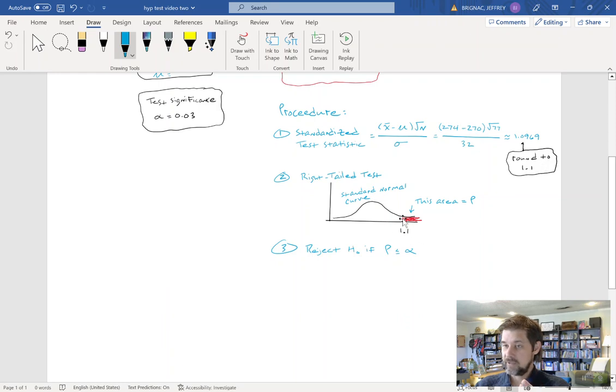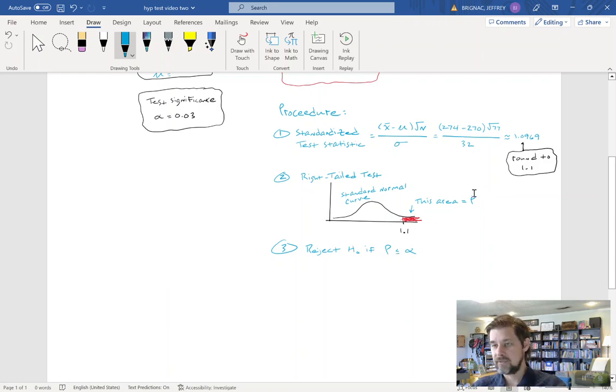Anyway, so I have a right-tailed test here, and I take my standardized test statistic, 1.1, and it's going to be somewhere over here because the mean on the standard normal is 0. That's where the peak is. And I calculate the area to the right of that number, which StatCrunch makes easy to do. That area will be P, the P value. And then ultimately, I'll reject H0 if P is less than or equal to alpha.